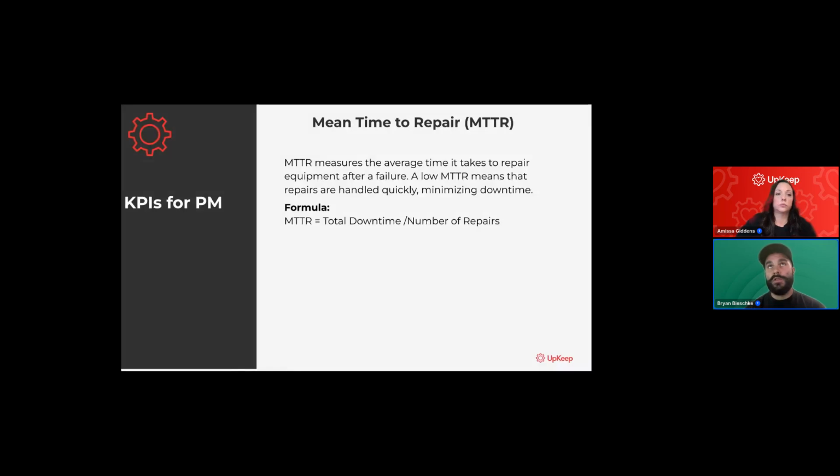Again, of course, mean time to repair. This is more of a resource metric, right? This is measuring how competent the resources associated with your downtime are, right? How long does it take to get that machine back into operating context? So it measures the average time it takes to repair equipment after a failure. A low MTTR means that repairs are handled quickly, minimizing downtime. Again, that speaks more to technician skill set, resource allocation, and operational alignment than it does anything else.